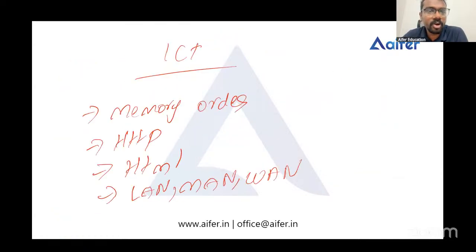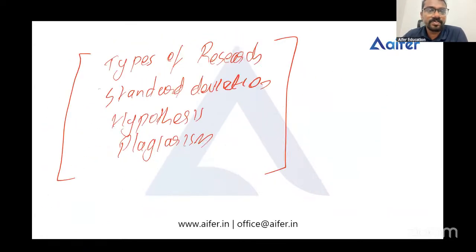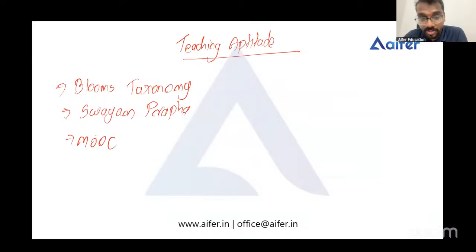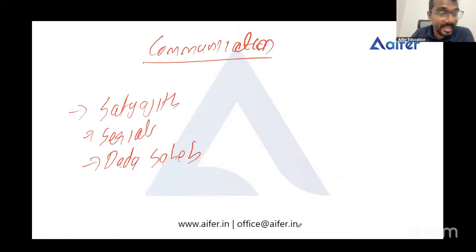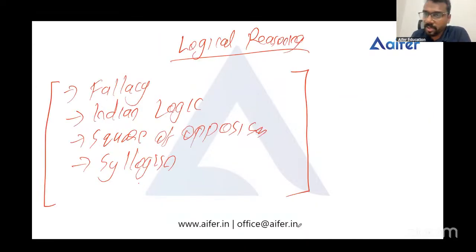So these are the different topics. I will just be revising. From teaching aptitude, we have Bloom's taxonomy, Swayamprabha, MOOC related, and adult learning based questions. In research aptitude, we have different types of research, standard deviation, hypothesis, plagiarism, etc. In communication, we have Satyajit Ray, movies, serials, Dada Saheb Phalke Award. In logical reasoning, we have fallacies, Indian logic, square of opposition, syllogism.